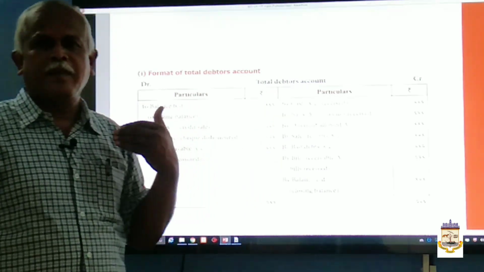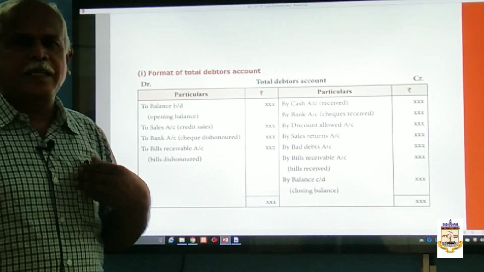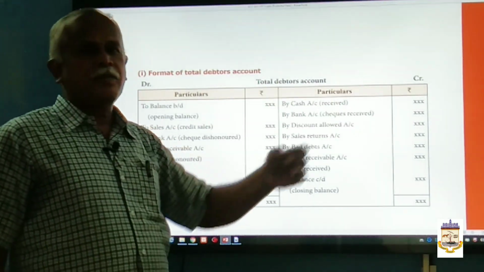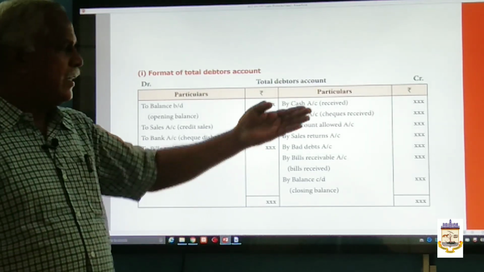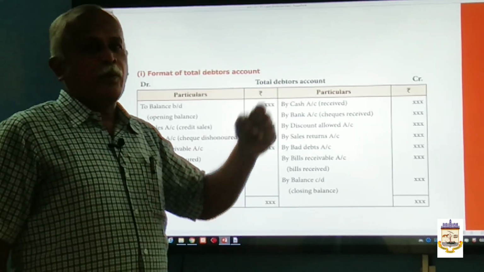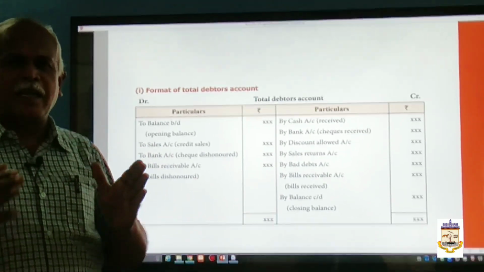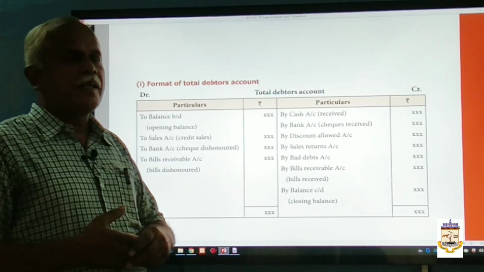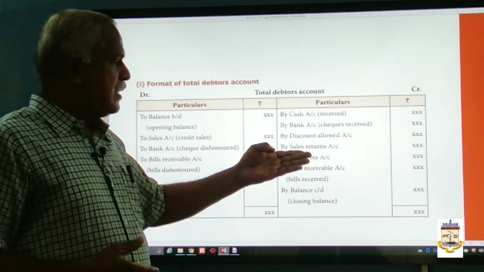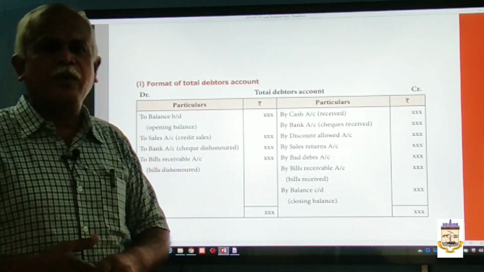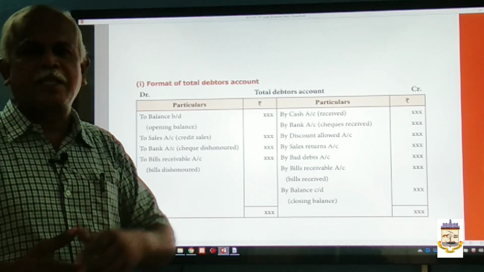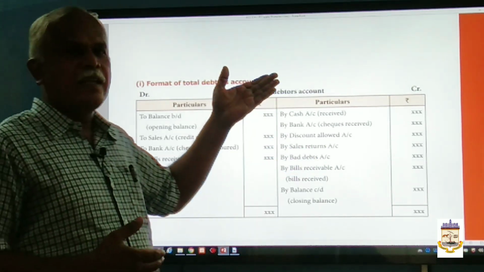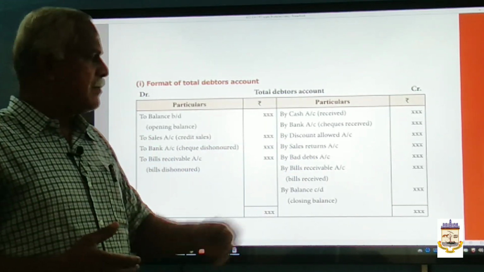On the credit side, which are reducing the debtors balance, cash received. Once you receive cash from a customer or debtor, it reduces the debtors account, that is reflected on the credit side. Bank account, checks received. If he pays in the form of check, then it is reflected here. Discount allowed. Sometimes for making a large purchase, we offer a discount, that is reflected here. Discount allowed to the customers. Sales return. Sometimes the goods sent to him may not be as per the sample, or sometimes the package may have broken. Such returns are called sales returns. They also reduce the amount due from the debtors.